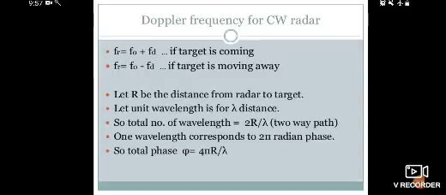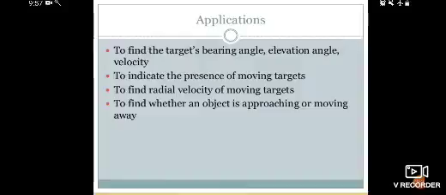So the total number of wavelengths is 2r by lambda for a two-way path. One wavelength corresponds to 2 pi radians of phase. So the total phase is given as 4 pi r by lambda. That is the total phase of the Doppler frequency. This is the calculation of Doppler frequency for CW radar.